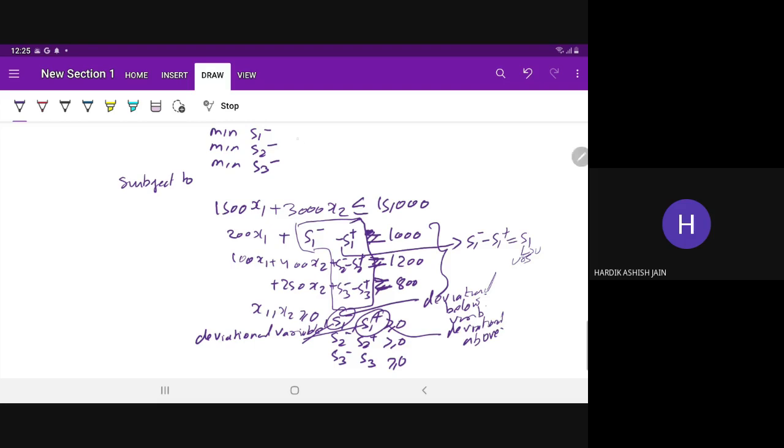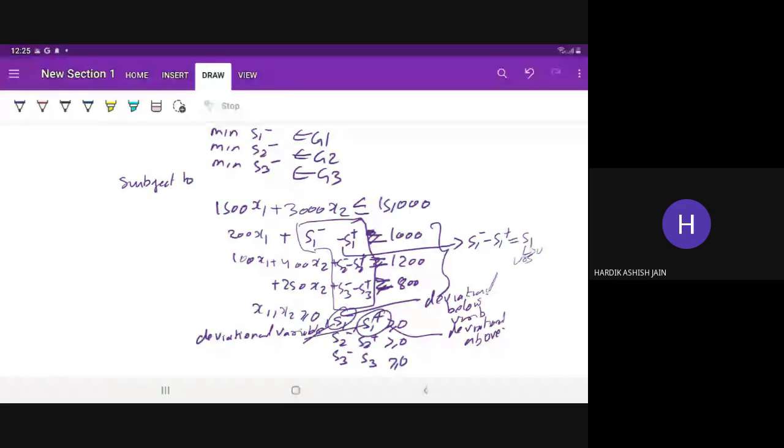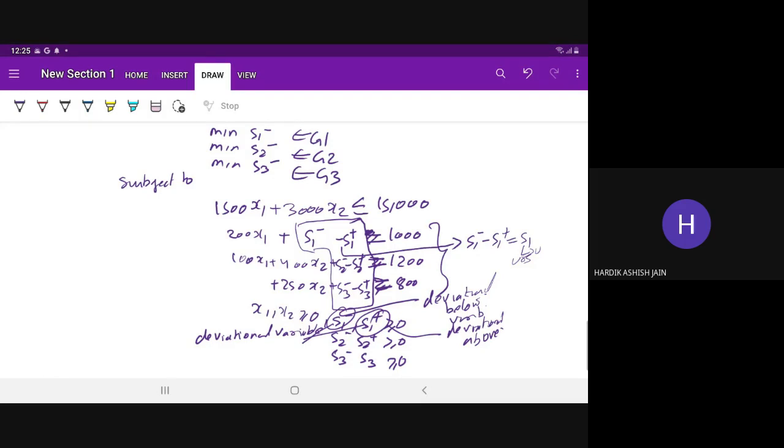So here we have goal 1, this is goal 2, and this is goal 3, subject to the following constraints. Some goals you may achieve, some goals you may not achieve. So that we have the compromise solution. In the compromise solution we want the deviation from the objective to be minimum. Whatever deviation you are facing, you have to minimize. Now clear?